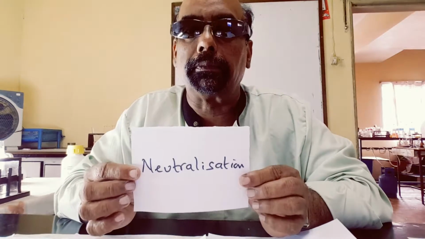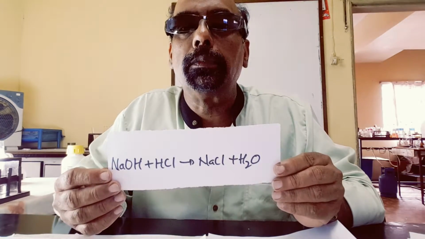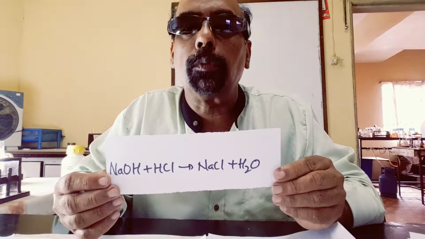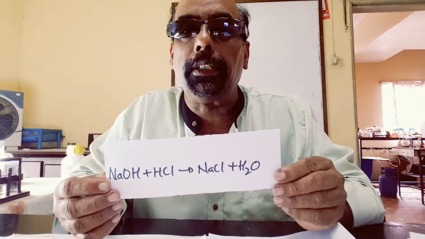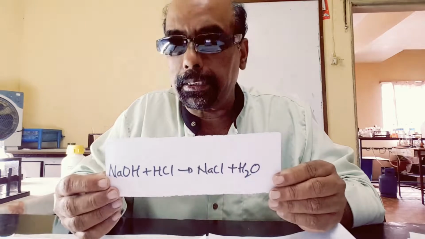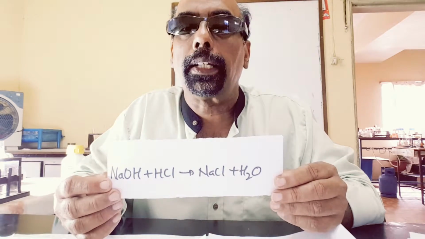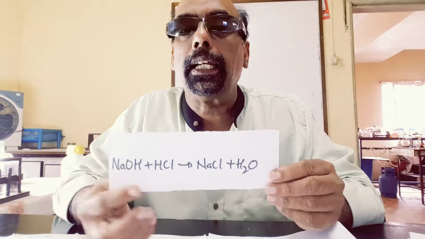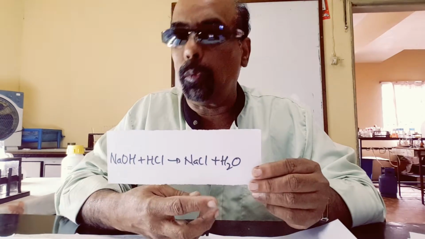Sodium hydroxide reacts with hydrochloric acid to produce sodium chloride and water. This is known as neutralization. When sodium hydroxide is reacted with hydrochloric acid, sodium chloride, the salt, is obtained together with water. An alkali and an acid give salt and water.